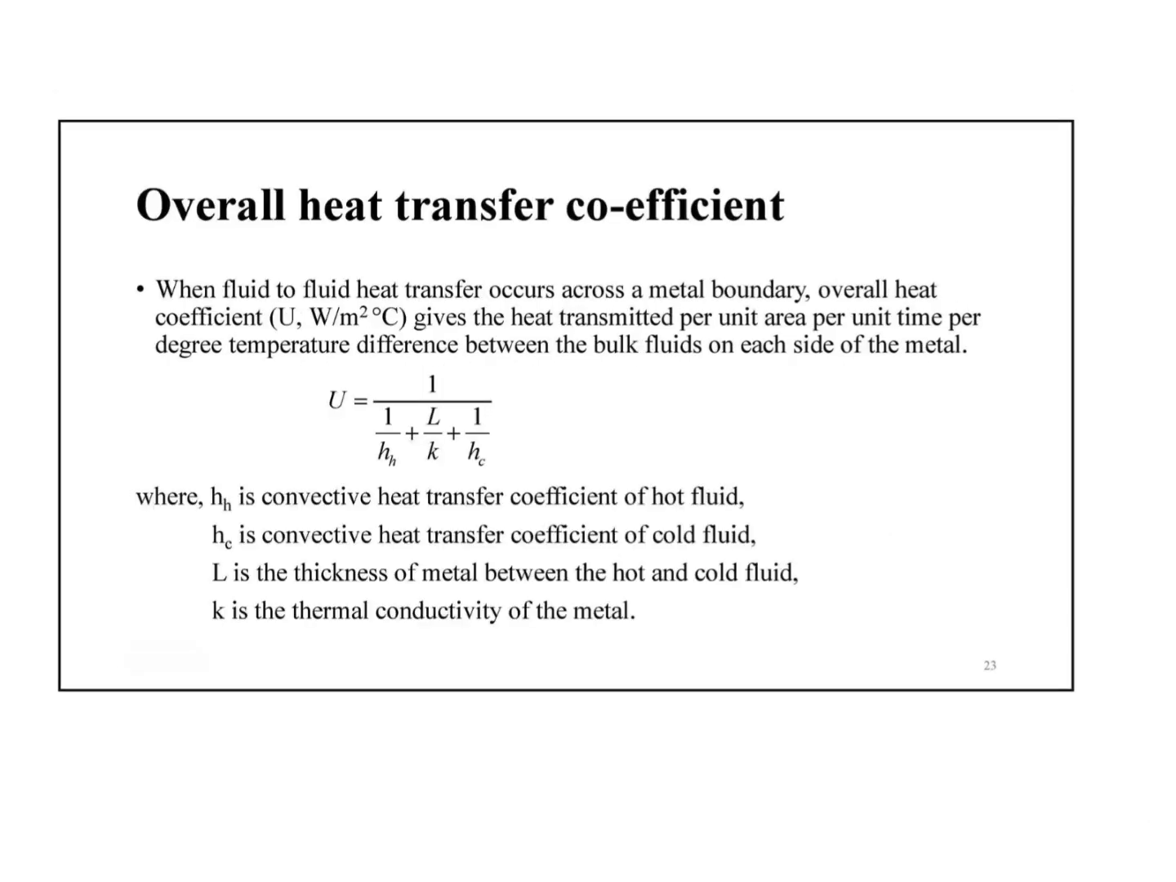Moving to next slide. The overall heat transfer coefficient. When heat transfers between fluids across a metal wall, the overall heat transfer coefficient is used. It's calculated using the formula 1 over U equals 1 over H1 plus L over K plus 1 over H2, where H1 and H2 are convection coefficients, L is the thickness, and K is the thermal conductivity.